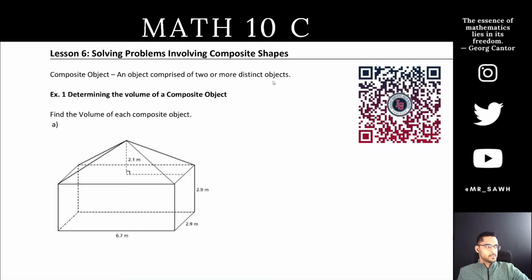You can see right at the top it says our composite object really is just going to be an object comprised of two or more distinct objects. Now these ones only have two. Well, this one I should say only has two. I think one of the ones down below might have a couple more.